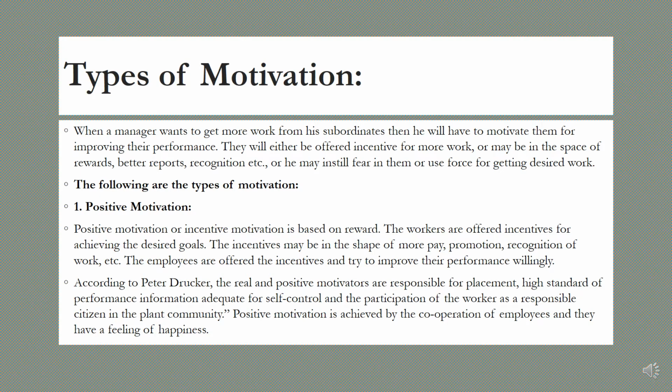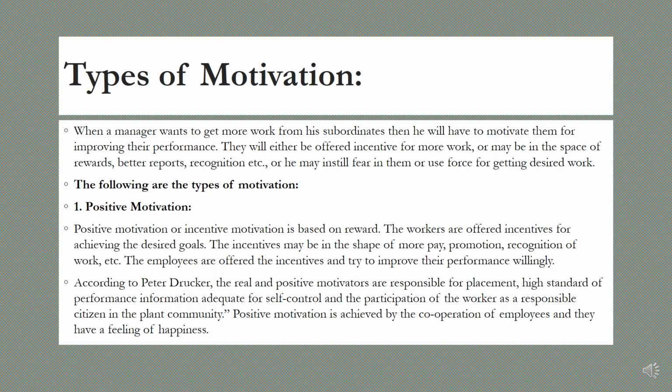Now, types of motivation. What are the various types of motivation? When a manager wants to get more work from his subordinates, then he will have to motivate them for improving their performance. So, they will either be offered incentives for more work, or maybe rewards, better reports, recognition, etc. Or he may instill fear in them or use force for getting desired work.